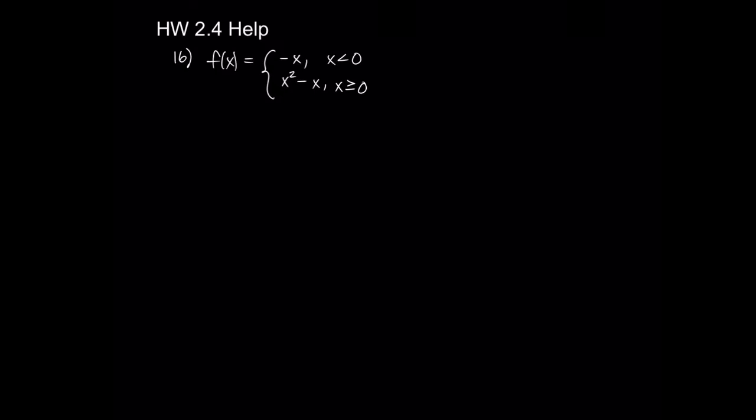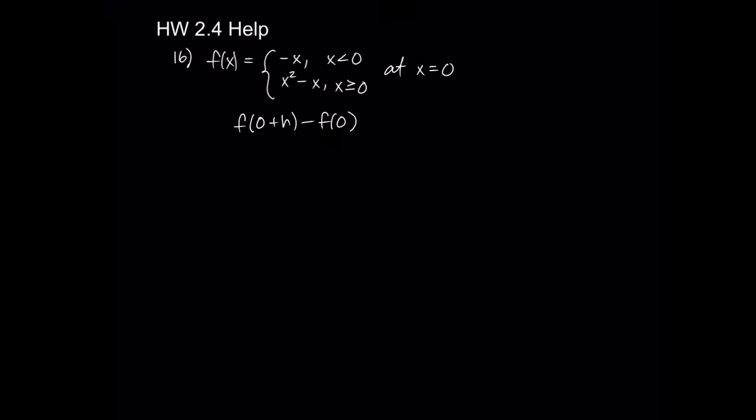Number 16 says determine whether the curve, this curve right here, has a tangent at the indicated point. And so the indicated point that they're asking for here is x equals 0. So what you have to do is find the slope of the two pieces at x equals 0. So let's do the top piece first. Well, to do the top piece, we have to do this little thing.